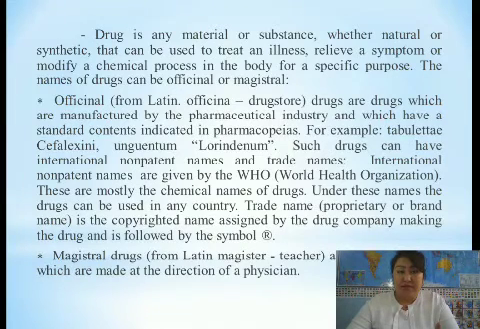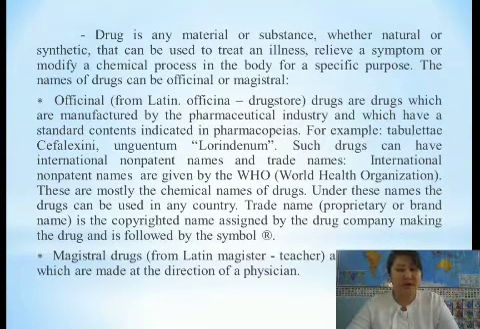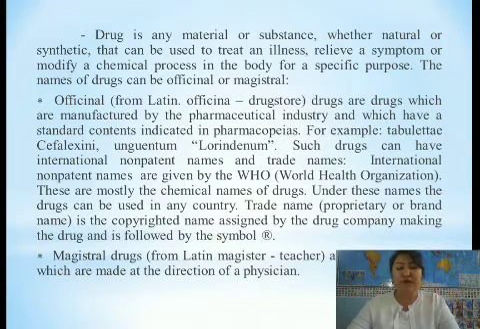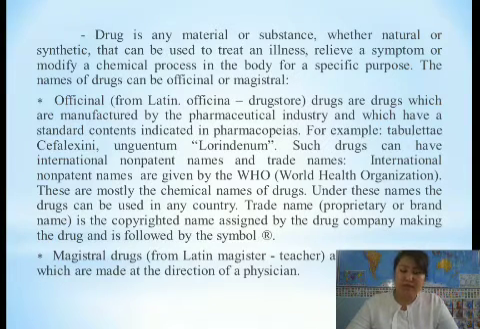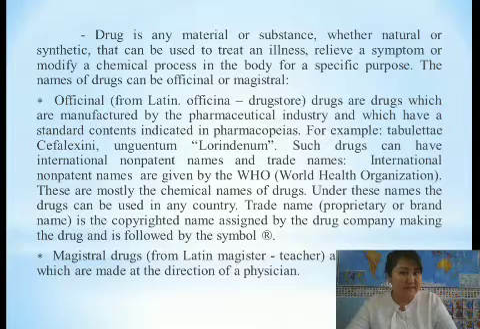And the trade name, proprietary or brand name, is a copyrighted name assigned by the drug company making the drug and is followed by the circle symbol. It means registered trademark symbol. And what are magistral drugs? Let's speak about it. Magistral drugs are the drugs which are made at the direction of a physician. Is it understandable?